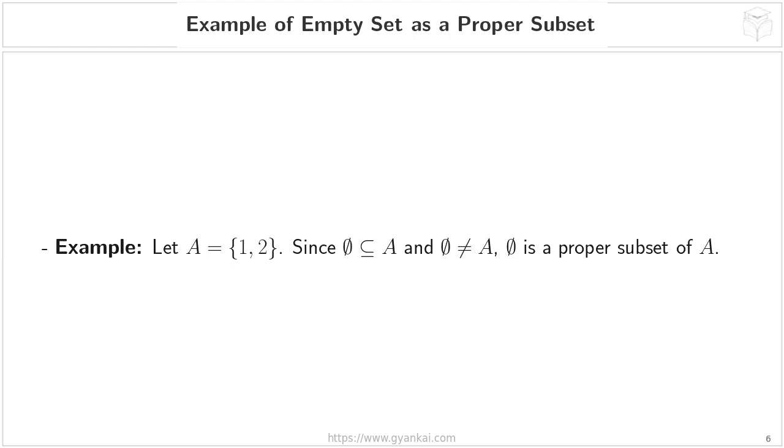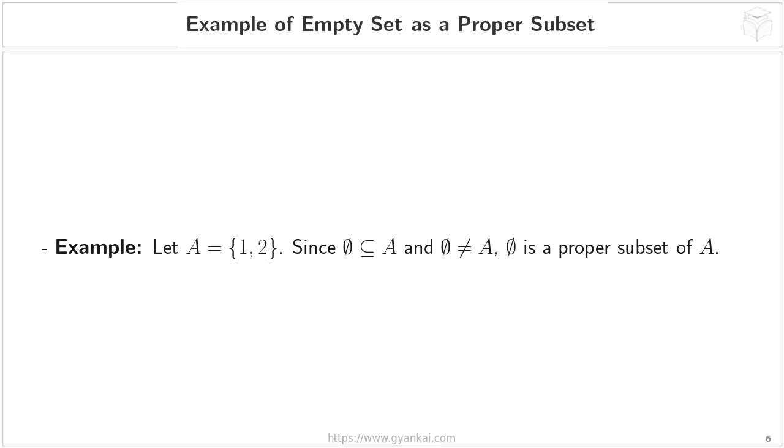So, on this slide, we have a set A, defined as containing the elements 1 and 2. We write that as A equals the set containing 1, 2. Now, let's consider the empty set. We've already established that the empty set is a subset of A, meaning all of its elements, which, of course, are none, are also found within A. The slide also points out that the empty set is not equal to A. A contains 1 and 2, while the empty set contains nothing at all.